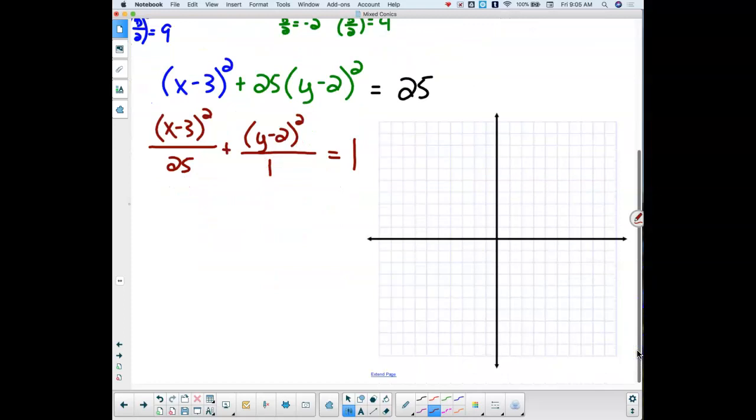What's the center of this ellipse? 3, 2. 1, 2, 3, 1, 2. Center. Boom. There it is. Left and right. How far do I go? 5. Yep. 2, 4, 5. Up and down. How far do I go? 1. Yeah.